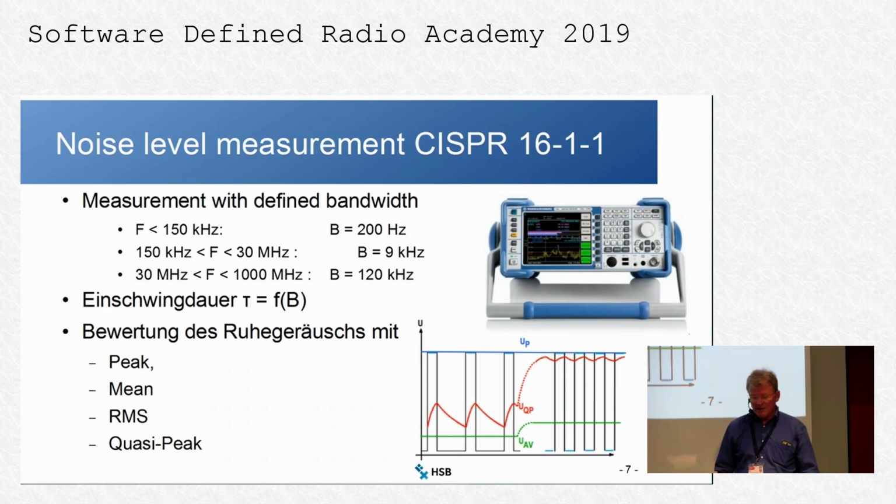Noise level measurements are done with standard measurement systems. And the measurement systems use different bandwidths. Below 150 kilohertz, a 200 hertz bandwidth is needed. Between 150 kilohertz and 30 megahertz, a 9 kilohertz bandwidth is needed. And above 30 megahertz, 120 kilohertz is recommended.